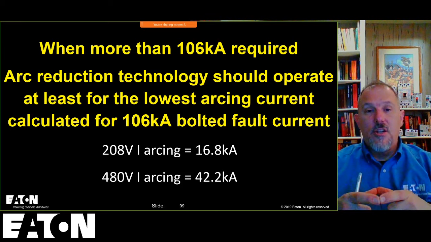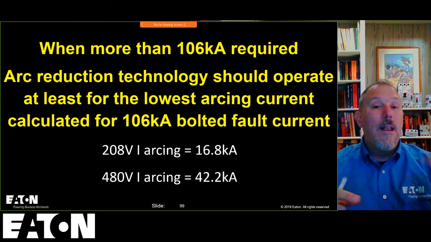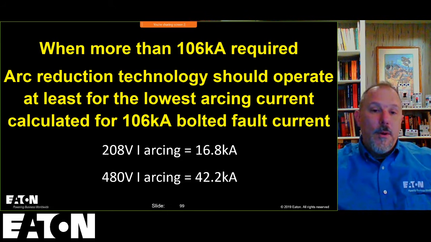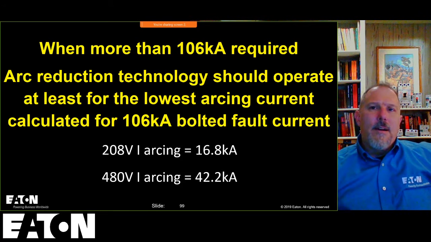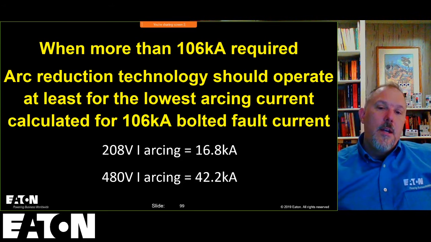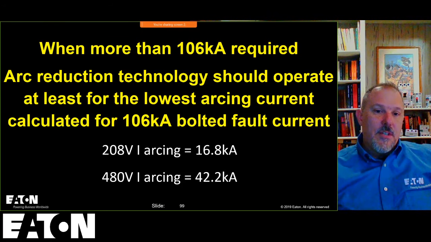Your arc reduction technology needs to operate at least at 42,000 amps or less, probably less. You're probably going to have a set point at a multiple. If it's a 6,000 amp fuse, you're going to be somewhere around 2 times, picking up at 12,000 amps, which is much less than the 42.2 thousand amps.